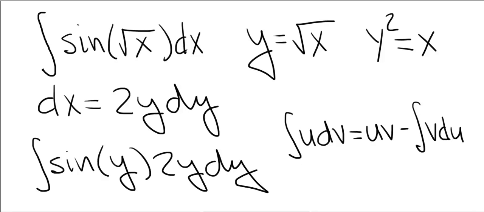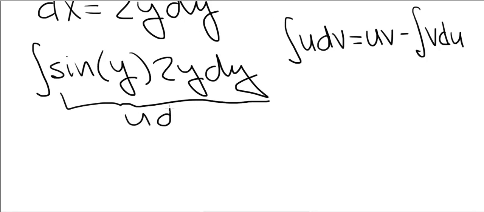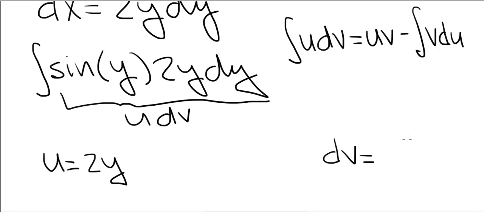So the integral we're trying to evaluate in variable y, we're going to call the integral of u dv. And we have to decide what is u and what is dv. Now, we encountered problems like this before, when we have a function such as sine or cosine multiplied by a polynomial. In this case, the polynomial is 2y. It's of degree 1. We always let u be the polynomial part, that is 2y, and let dv be the trigonometric part, which is sine of y dy.